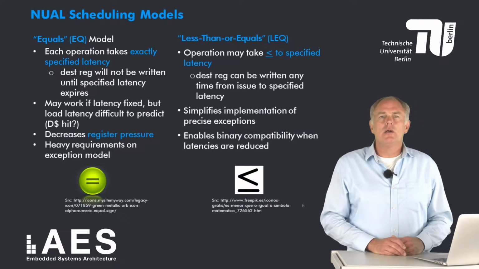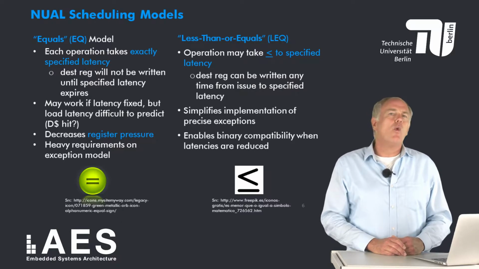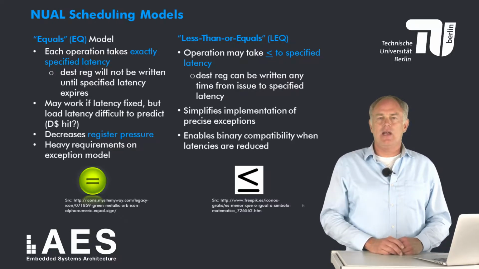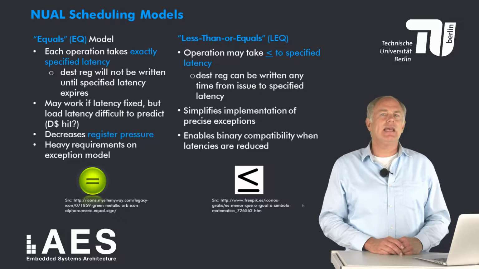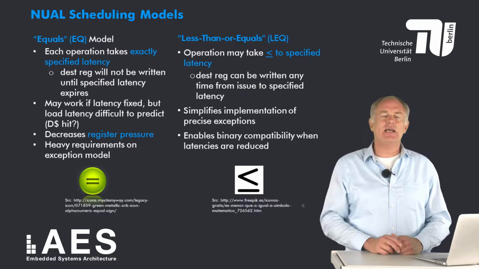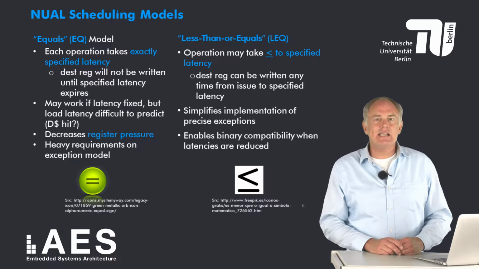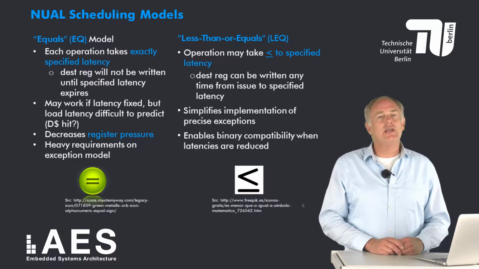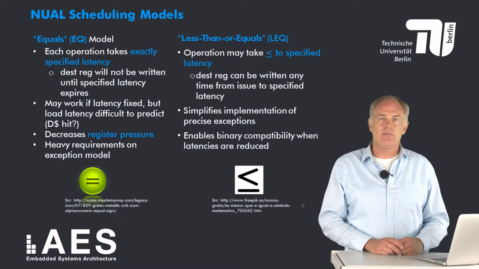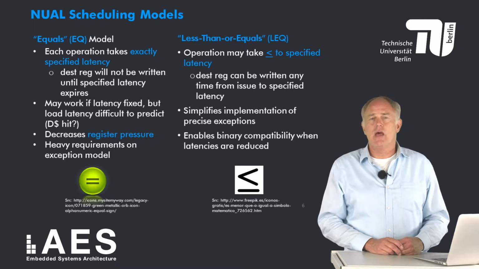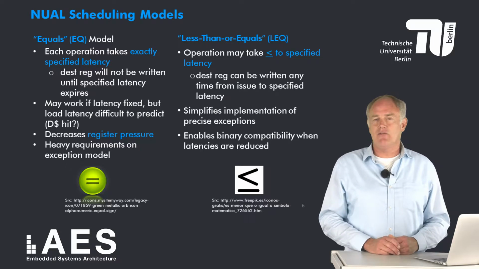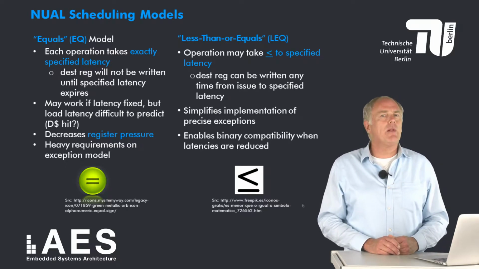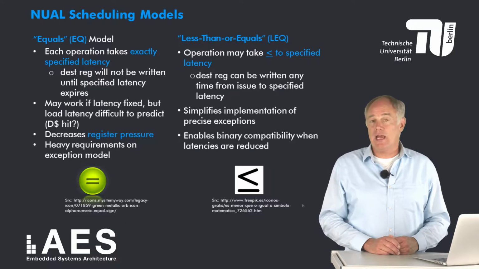To support NUAL, 2 scheduling models are common. One is called the equals model and the other one is called the less than or equals model. Equals means that each operation takes exactly the specified latency. So the destination register will not be written until the specified latency has passed. Compilers can work with this model if the latency is fixed. But if the latency is difficult to predict, compilers have big difficulties generating efficient code. For example, how do we know whether a load will hit the cache or not?